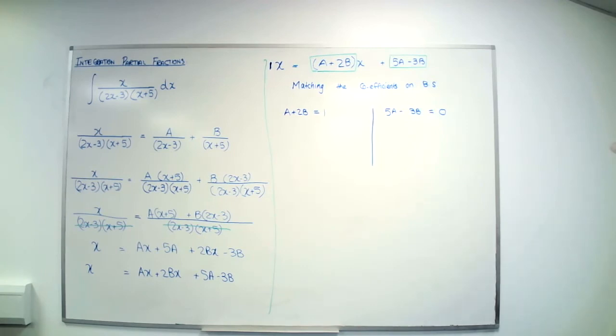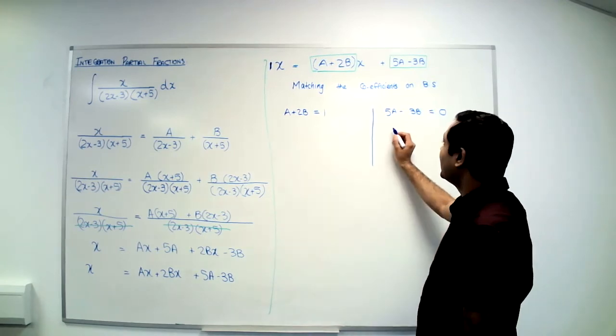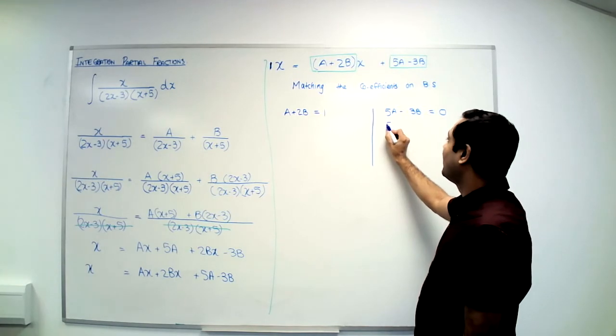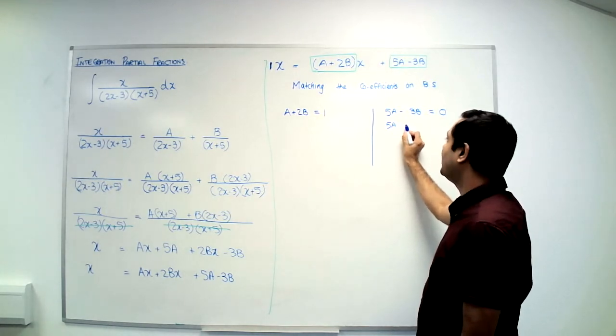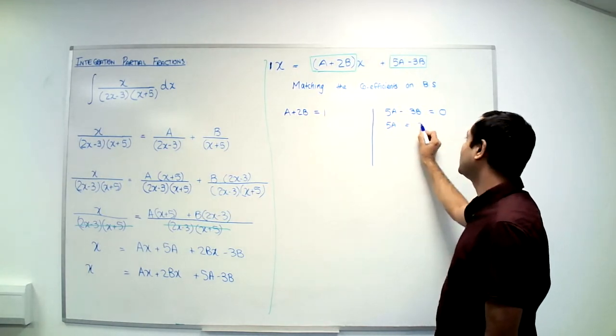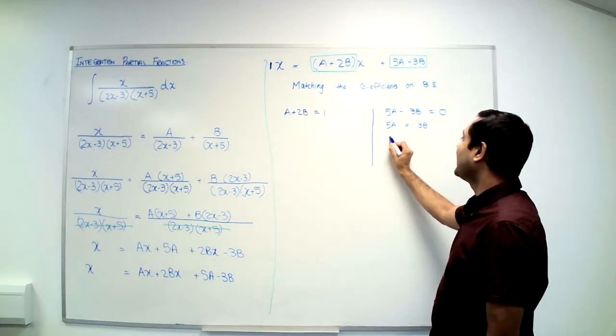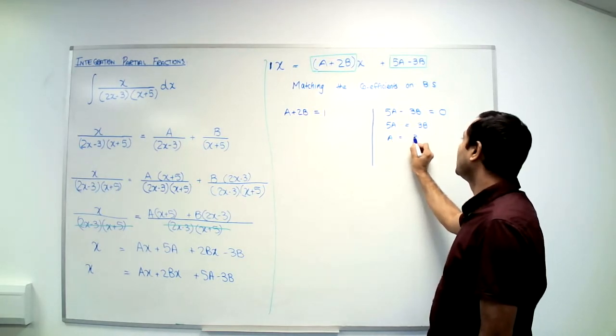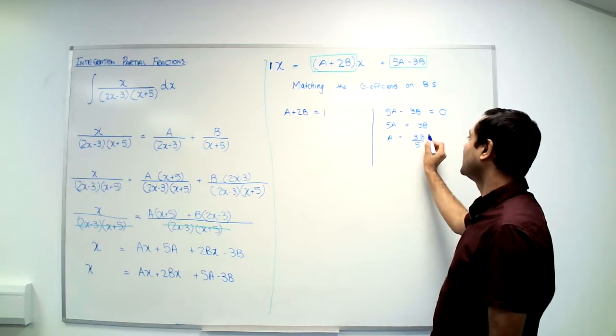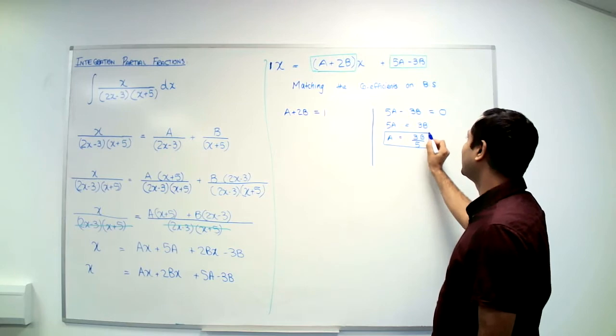Okay, now from here, I can find the value of a. 5a, minus 3b on the other side becomes a positive 3b. Now a equals 3b over 5. I moved the 5 over. So I got it this way.